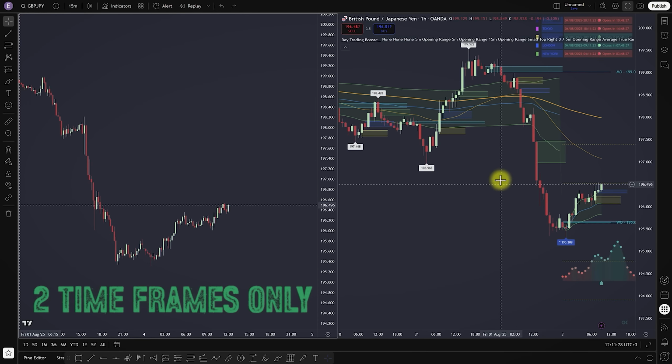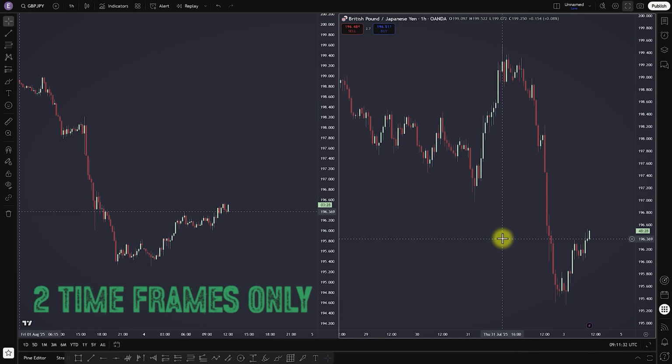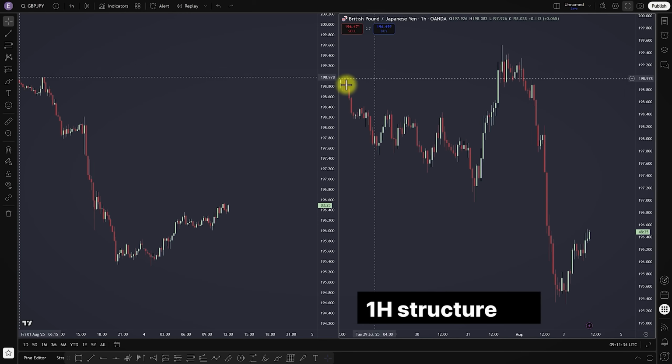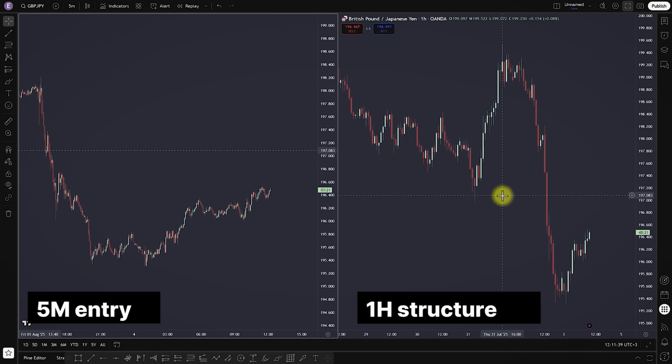Next, you need exactly 2 time frames. Not 5, not 10, 2. The 1 hour chart for structure and a 5-minute chart for entry. The 1 hour tells you the big picture.